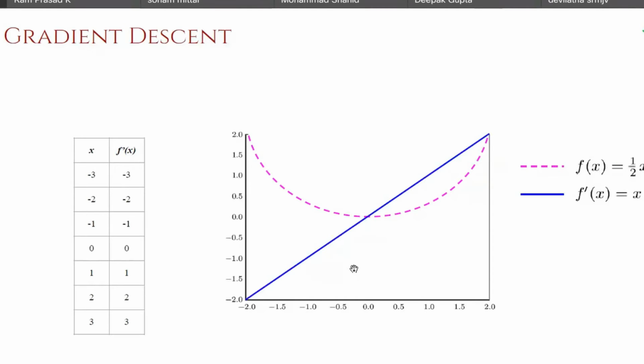So now, for what value of x does f prime of x become 0? That is also not a very easy thing to solve. You can again try to tabulate and find out for what value of x f prime of x becomes 0, but that manual approach is also not feasible. Then what is the best way to find the value of x for which f prime of x approaches 0?